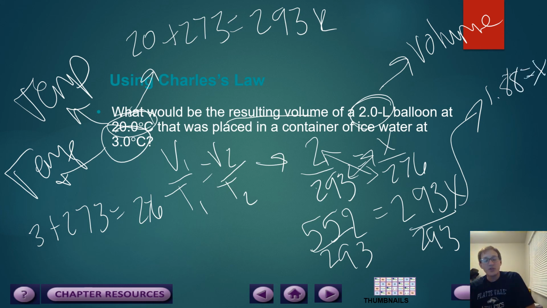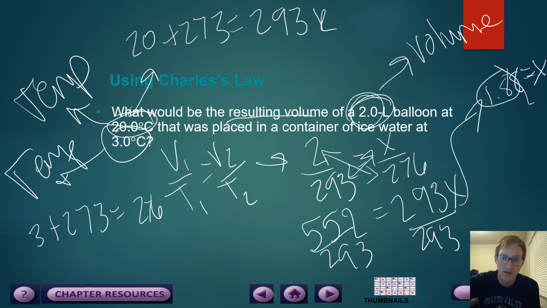Now, what I want you to always go back and do when you're talking about these laws is ask, does it make sense? I started out at 2 liters and 20 degrees Celsius. If I decreased my temperature, according to Charles's law, I should decrease my volume. And you'll notice that I did decrease my volume from 2 to 1.88, and make sure that you always include units. It should be 1.88 liters. Make sure things like that match up when you're doing Boyle's law and Charles's law.